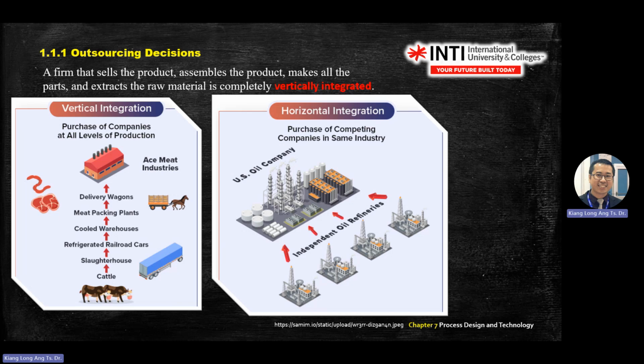Horizontal integration would be like the oil and gas industry. For all the pipelines and oil rigs, they will channel the oil into one assembly plant and so on. Okay, this is horizontal integration. So you purchase competing companies in the same industry. And this one, vertical, you purchase companies at all levels of production.